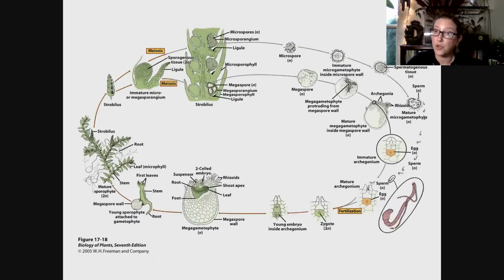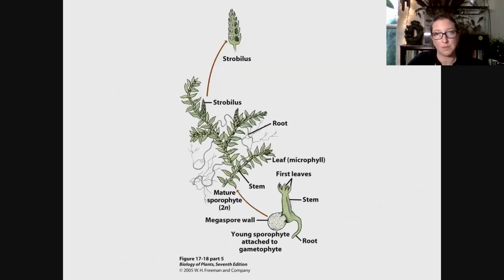Okay, so we have to go through the alternation of generations in Selaginella, and a lot of these terms will be repeat terms that we're already used to seeing, with a few exceptions. So here is our, I'll use blue for the diploid parts.